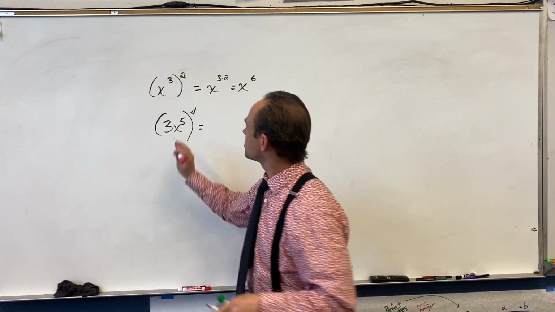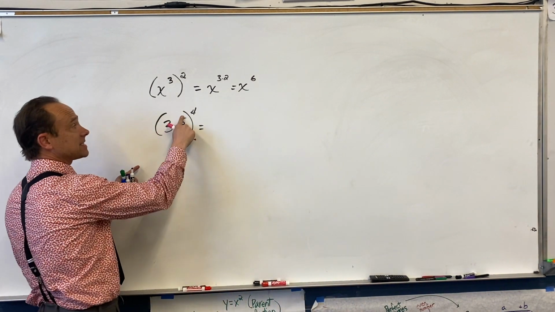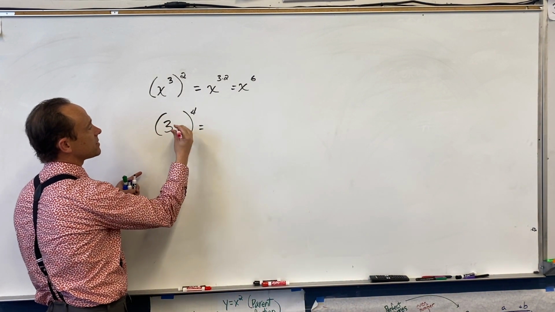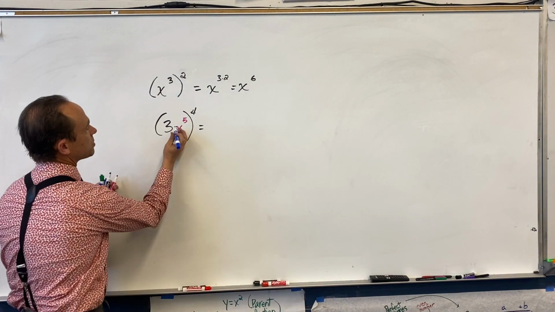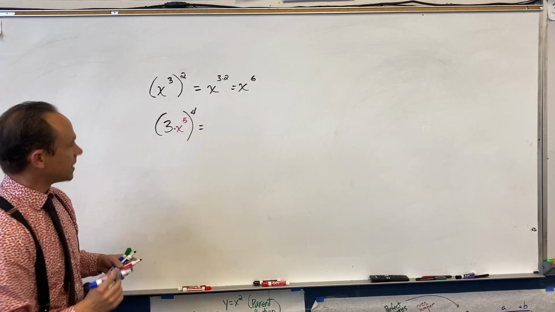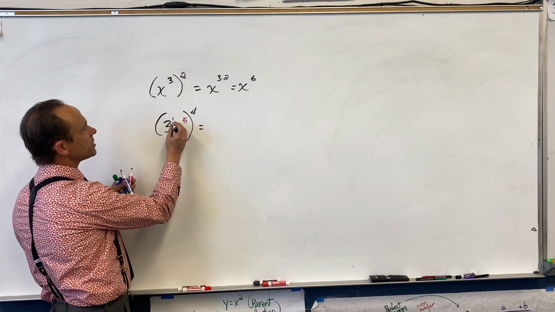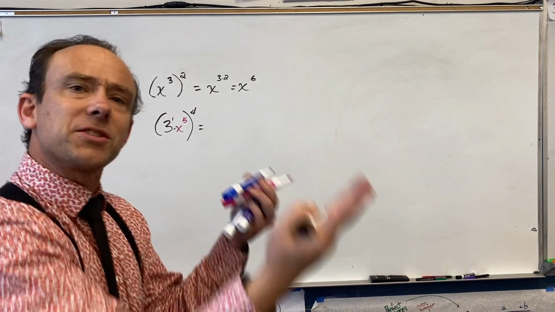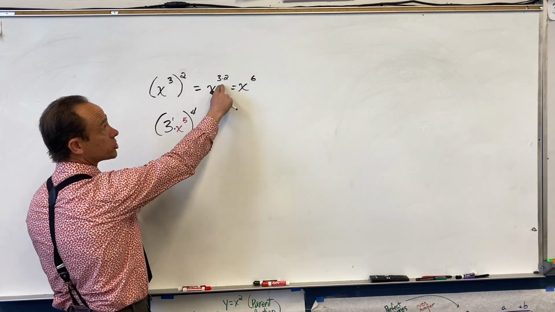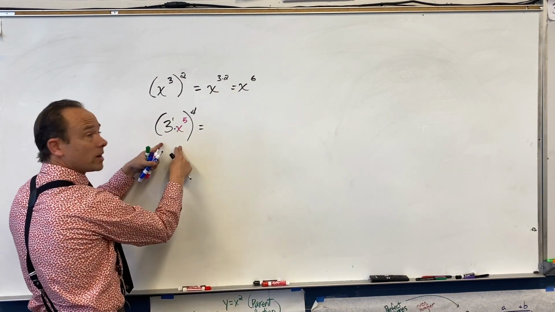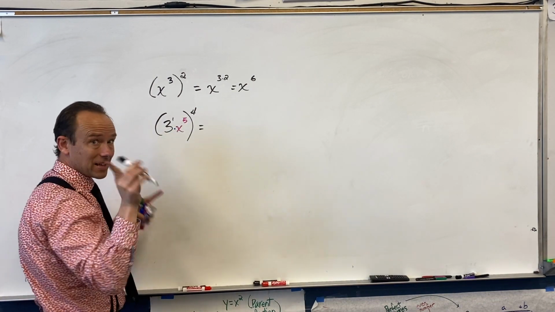So the key here is to realize that the exponent of 5 is connected to the x, not the 3. So I'm even going to change the color there. So we have x to the 5th. I'm going to use blue as a multiplier sign. And remember, it's invisible math, but there's actually a 1 there, because it's really 3 raised to the 1st power times x raised to the 5th power. So let's just use our power rule on each one. We've got to do it to the 3, and we also got to do it to the x to the 5th.